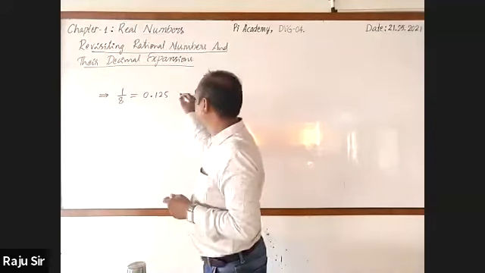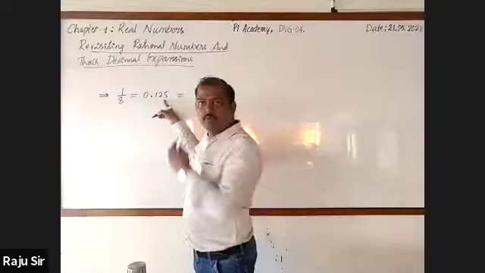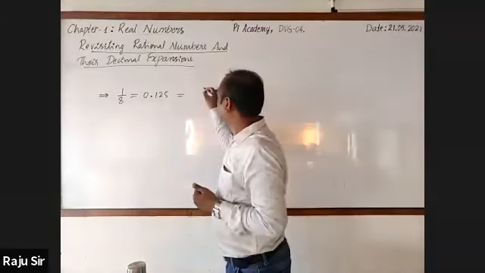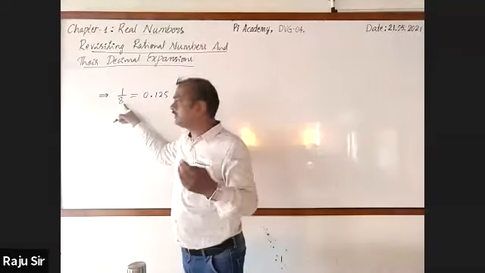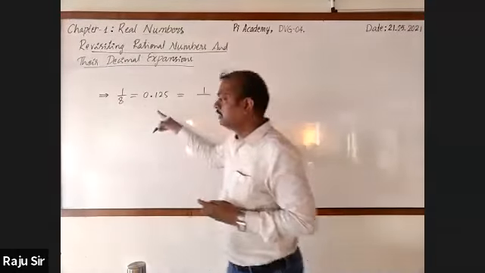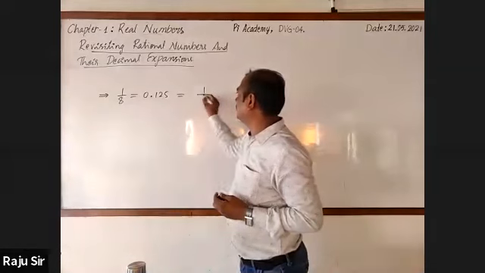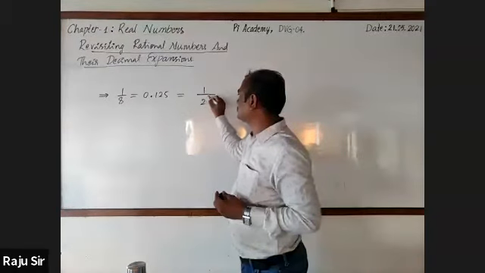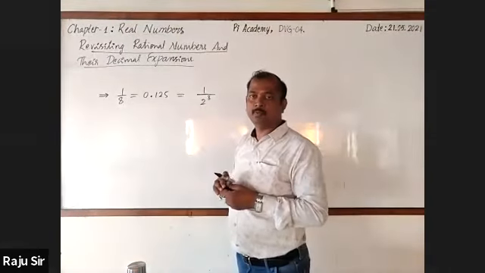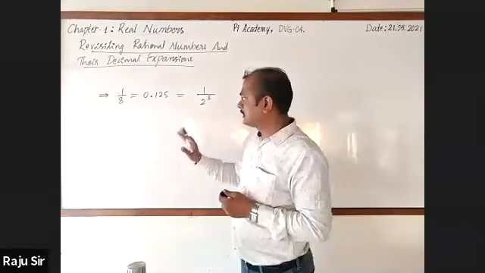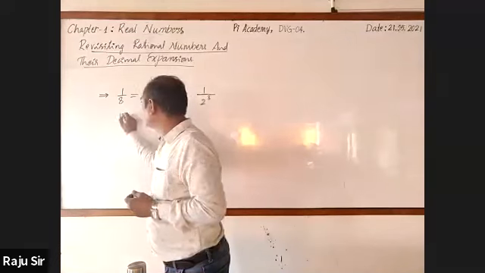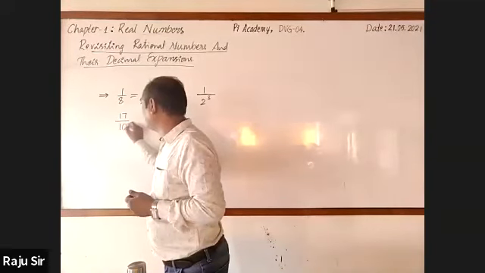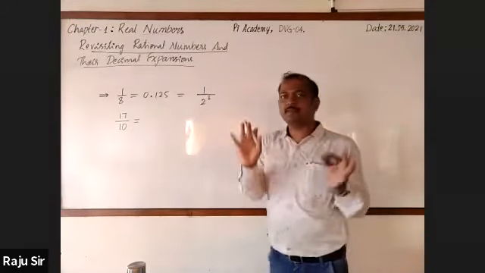Look here. 1 by 8 is equal to 0.125. Then I'll take the prime factorization of the denominator. Here, denominator 8 is there. Its prime factorization is just 2 cube. Similarly, let me take another example. It is 17 by 10. I've taken a very simple example.